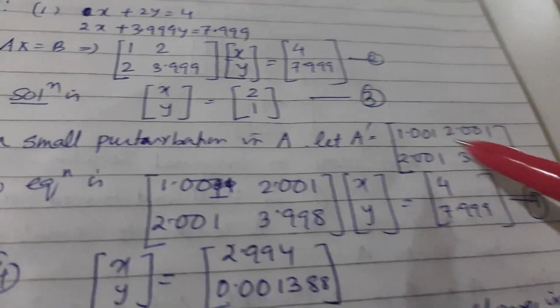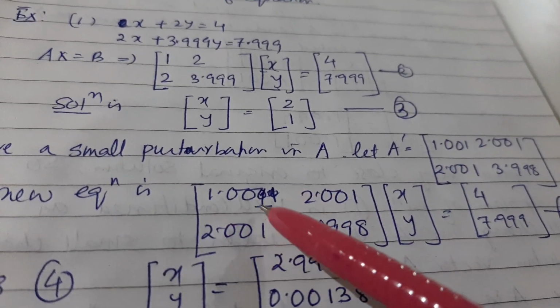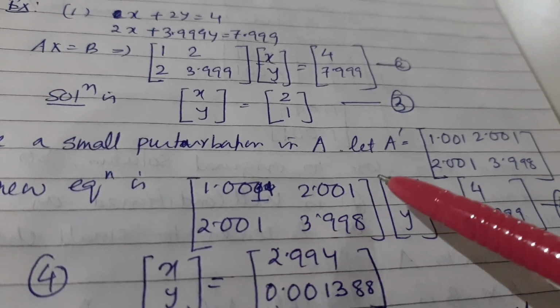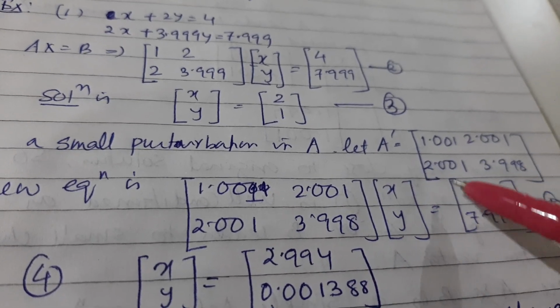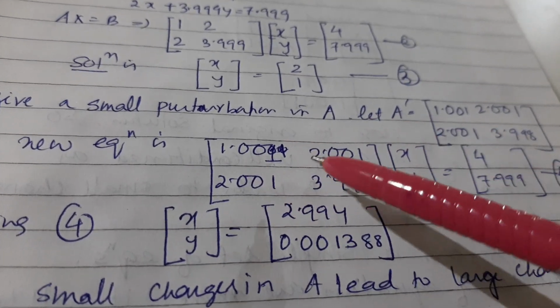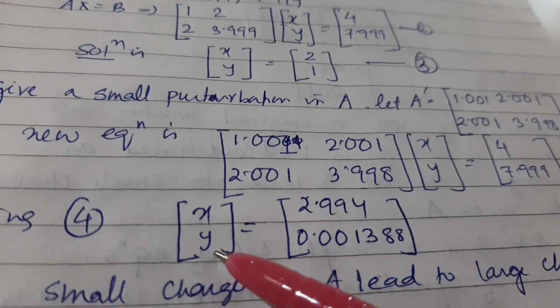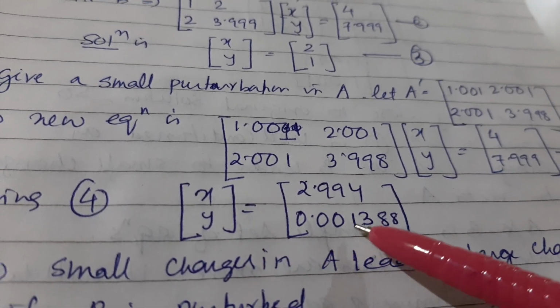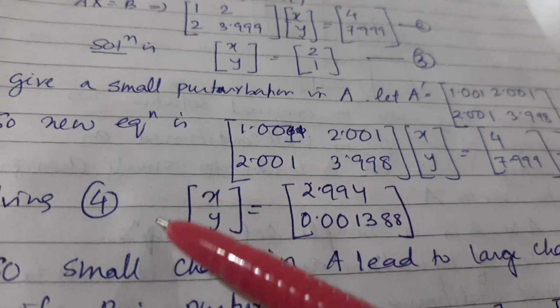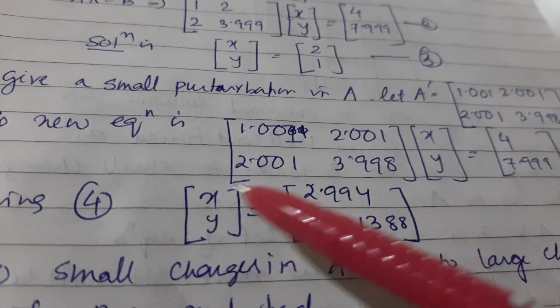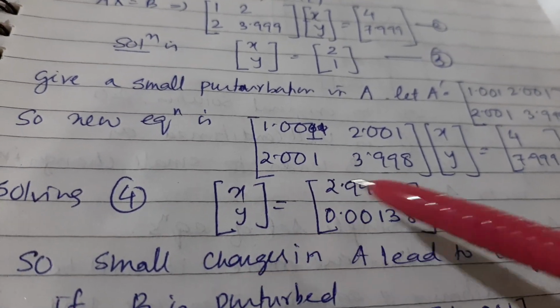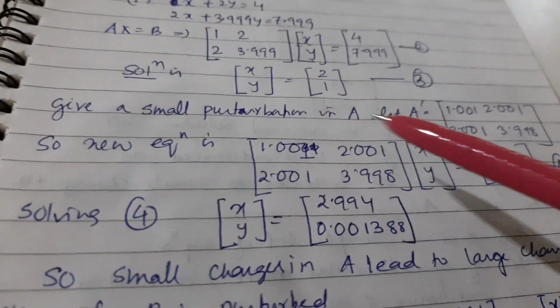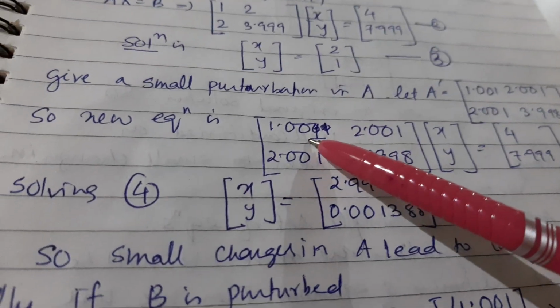Now, the new equation will be A' x = b. If we solve this equation, we get the solution x = 2.999, y = 0.001388. This is a very large change while giving only a small change in the A values.